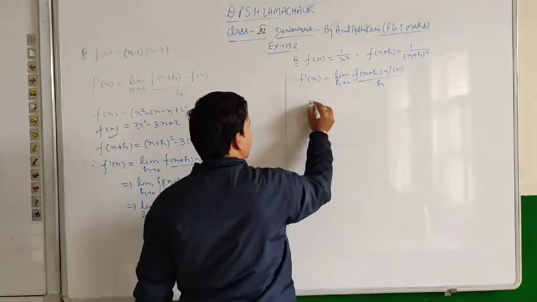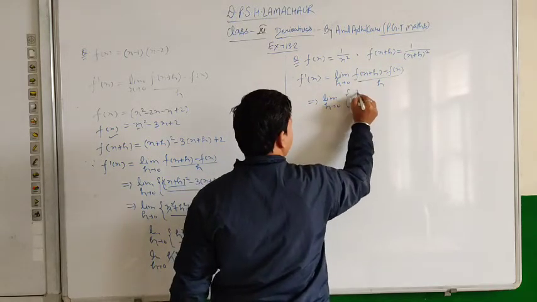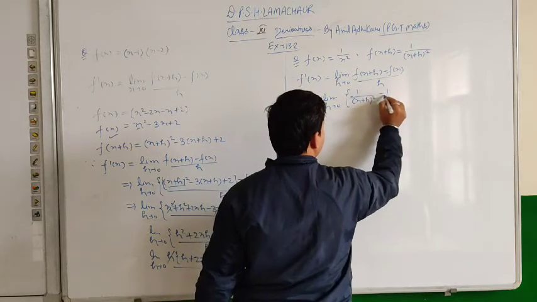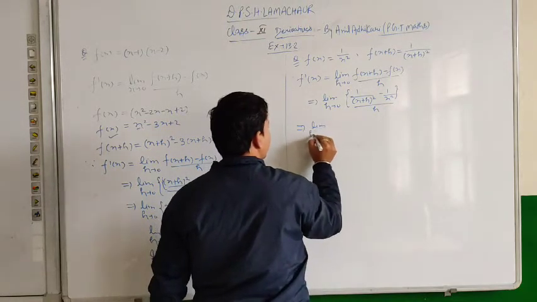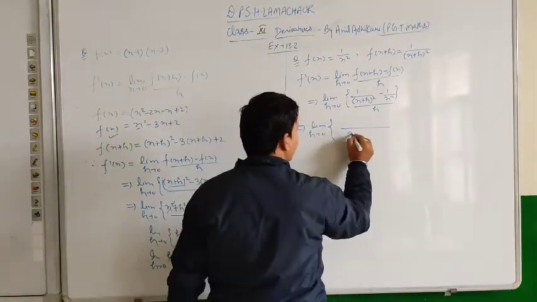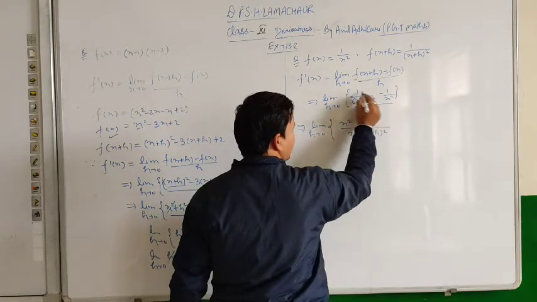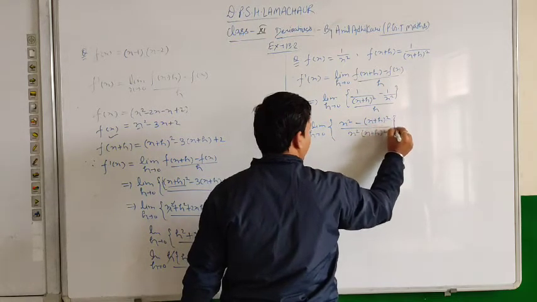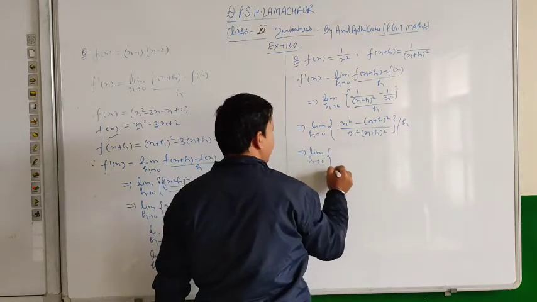Now putting the values of f of x plus h and f of x in the given function, this will be 1 upon x plus h whole square minus the value of f of x, which is 1 upon x square, divided by h. Now there will be some simplification, taking x square and x plus h whole square as the LCM, x square times x plus h whole square. So x square multiplied with this one minus 1 into x plus h whole square, and divided by h. Okay, so limit h tends to 0, x square.